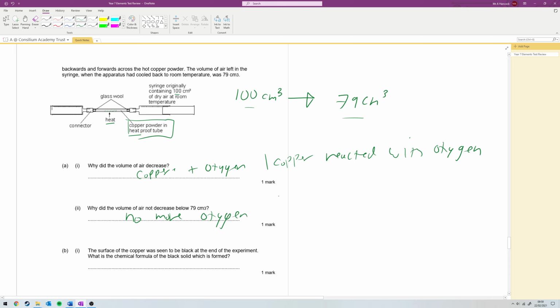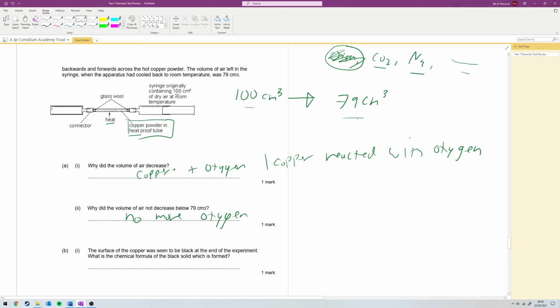Because remember, the air that we've got around us, there is some oxygen, there is some carbon dioxide, there is lots of nitrogen, and then there's some other stuff as well. Now this is the only thing that reacts. In this case, carbon dioxide and the nitrogen and the other stuff don't react. So once all the oxygen's gone, the reaction will stop.